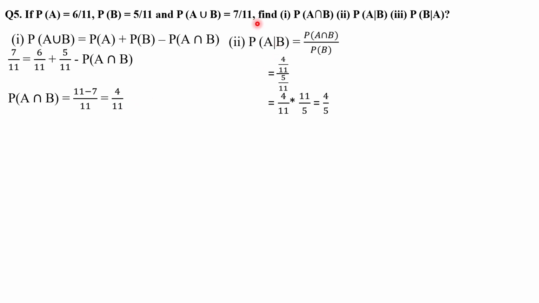Now, how will I find out probability of A given B? By using the same formula. I just need to put in the values, since probability of A intersection B I have already found. I will just put that 4 by 11 and the probability of B, that is 5 by 11, then solve, and then you will get the answer. Now, probability of B given A. You can find it by the formula probability of B intersection A upon the probability of A. So just put in the values and you will get the answer to that too.